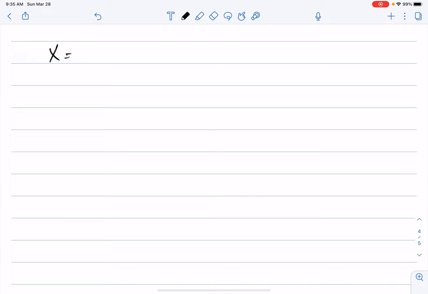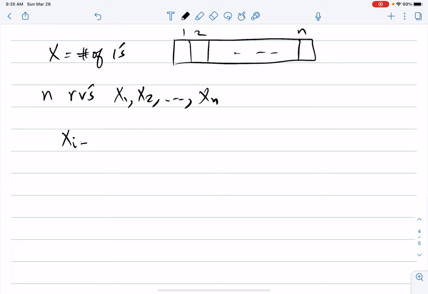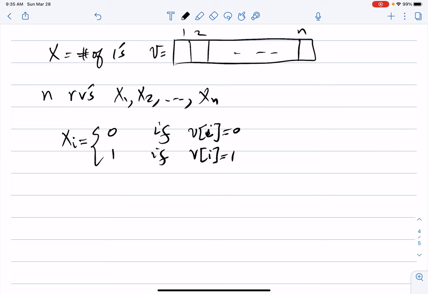Remember that x is the number of ones. Okay, and we now have this binary vector all the way from 1, 2, all the way to n. So now I can define n random variables, x1, x2, and xn. And I can say xi is 0 if, suppose this binary vector is v, if vi is 0, and 1 if vi is 1. So xi is an indicator function. It tells me if there is a 1 there or not. So xi is 0 to tell me that there is no 1 in position i. xi is 1 to tell me that there is a 1 there.